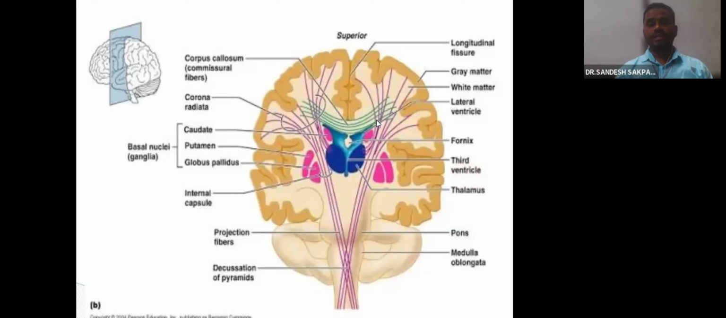So here in digital anatomy, we can see the brain. The outer part is gray matter. The inner part, which is made up of the axons, is white matter. So whatever we see inside is white matter, and whatever we see outside is gray matter. So this is gray matter, and inside we have white matter.